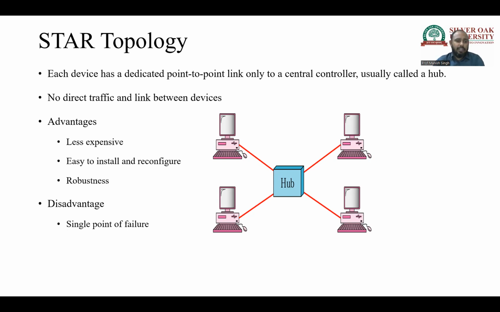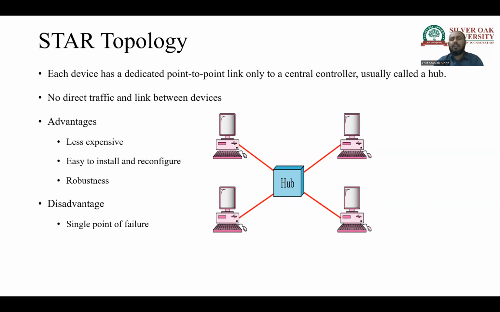Now come to the advantages. The first advantage is less expensive. You can see in the figure, you need less hardware. You used only one hub. Suppose I want to connect one more PC, simply I connect it to the hub and that PC comes into the network. The next one is easy to install and reconfigure. As I have told, if you want to connect, you just connect into the hub, and your PC comes under the network. Robust, you can rely on that network.